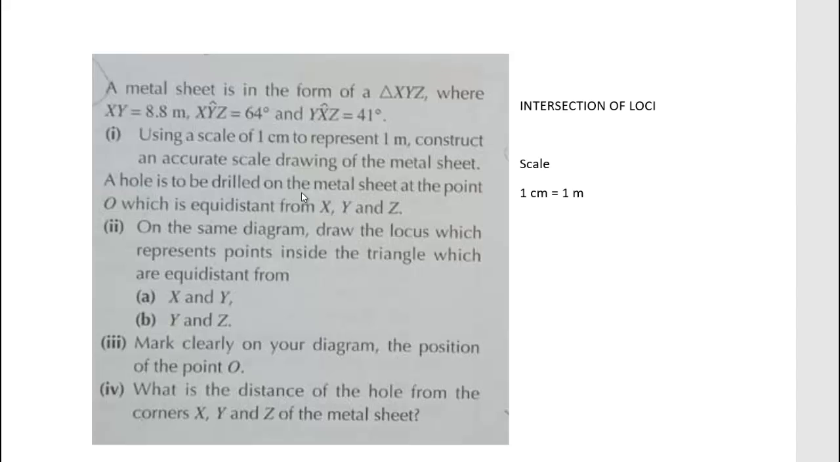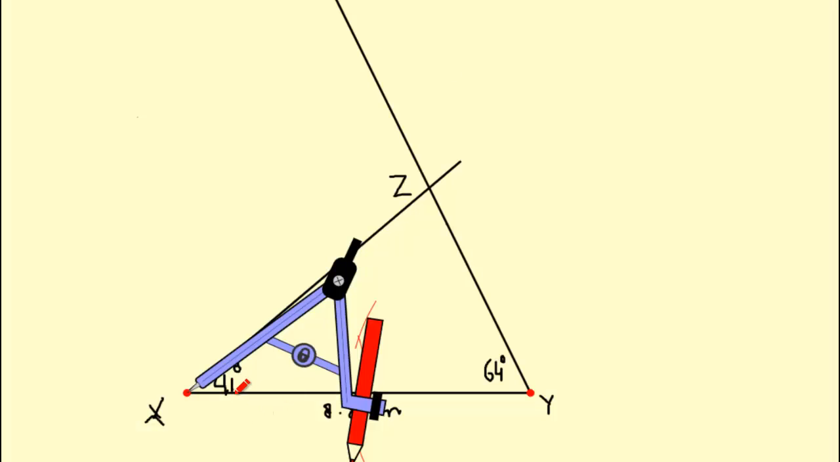And we know from the basics of loci, the locus which is equidistant from 2 points is basically the perpendicular bisector. So we have to draw first the perpendicular bisector of X and Y. I open the compass more than half of this line XY, and then I mark the curve from X on both sides of the line. Then without disturbing the compass, I put the compass on Y and mark the arc again on both sides of the line XY.